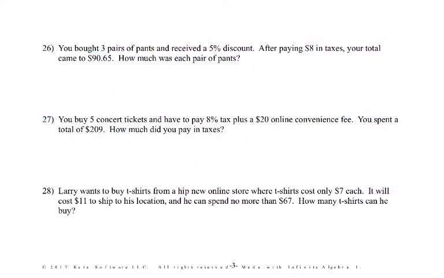Okay, last one. Larry wants to buy t-shirts from a hip new online store where t-shirts cost only $7 each. It will cost $11 to ship to his location, and he can spend no more than $67. How many t-shirts can he buy? So he has a limit of 67, which means 67 has to be bigger than or equal to whatever he's going to spend. Because he can spend that amount, but no more.